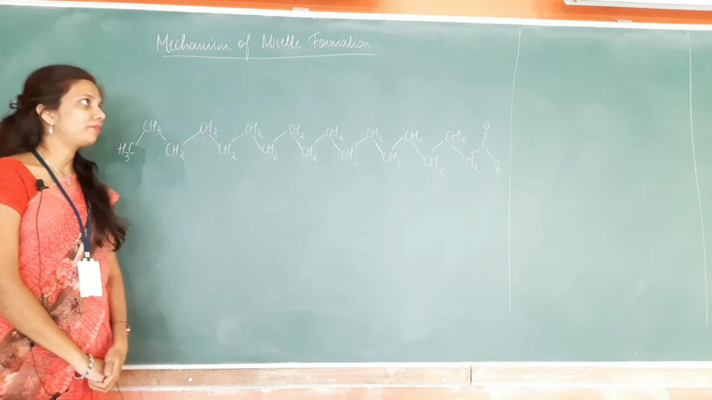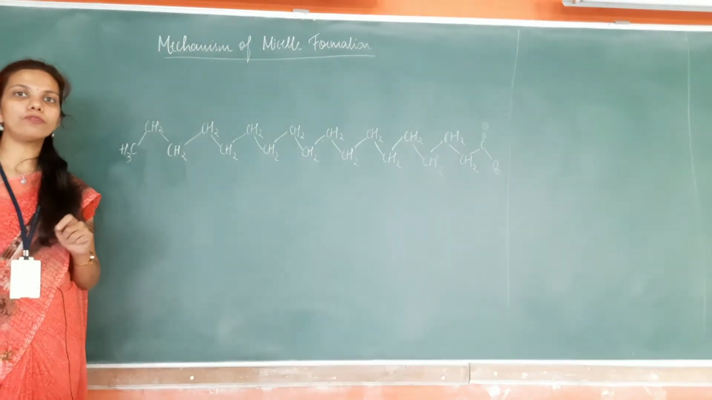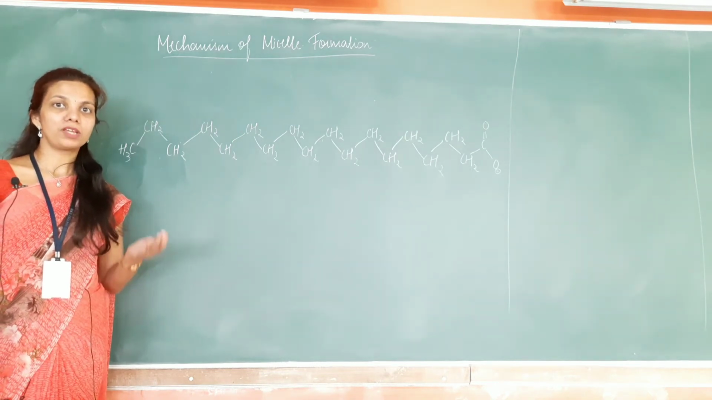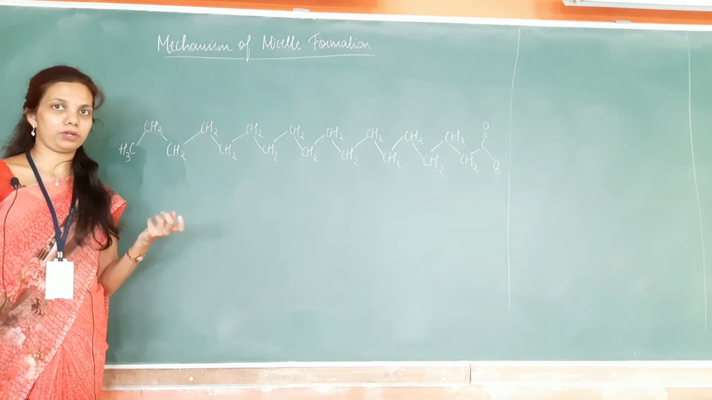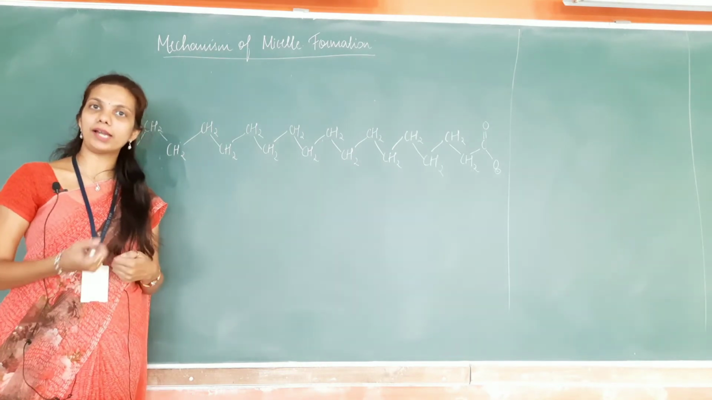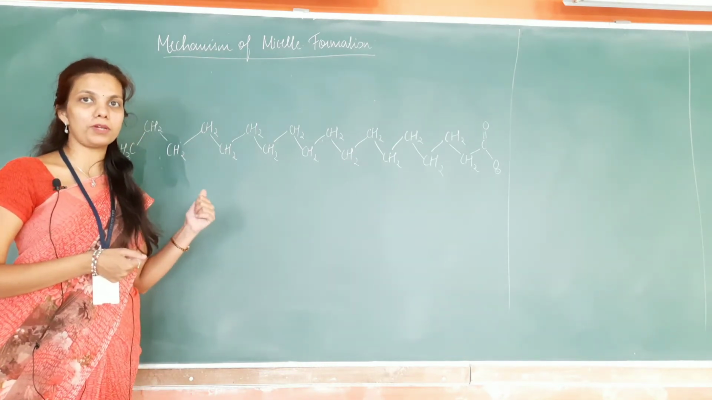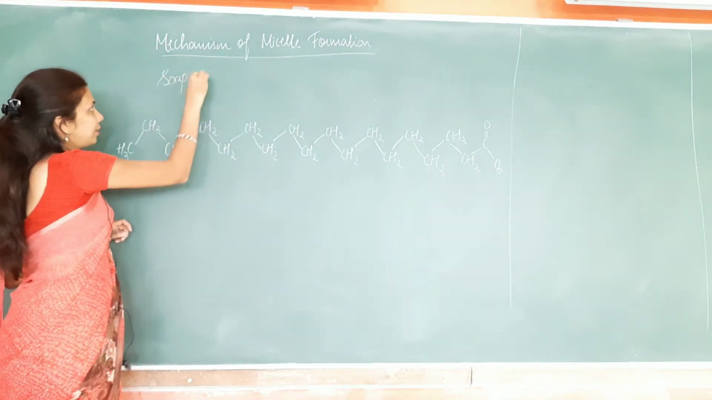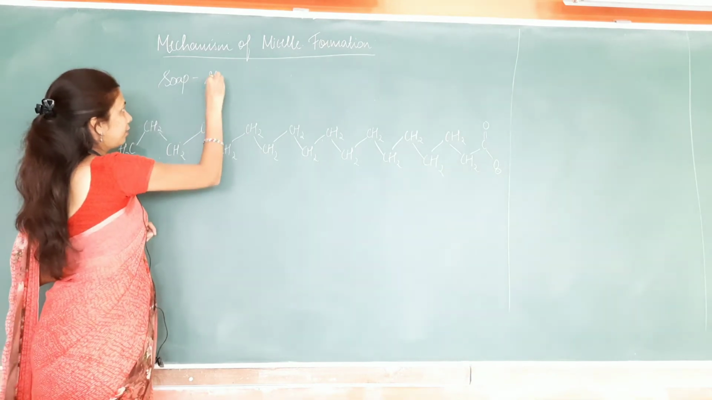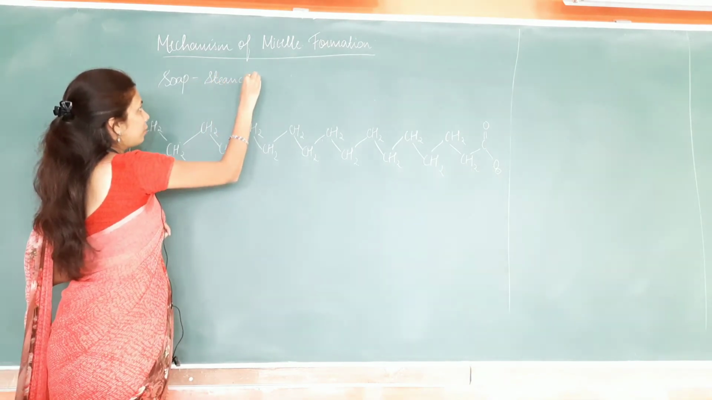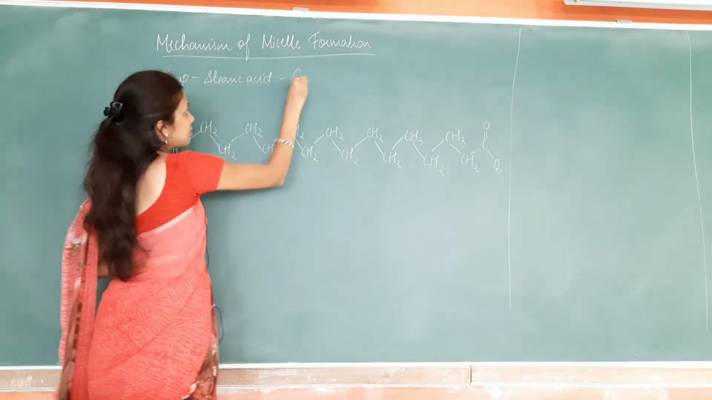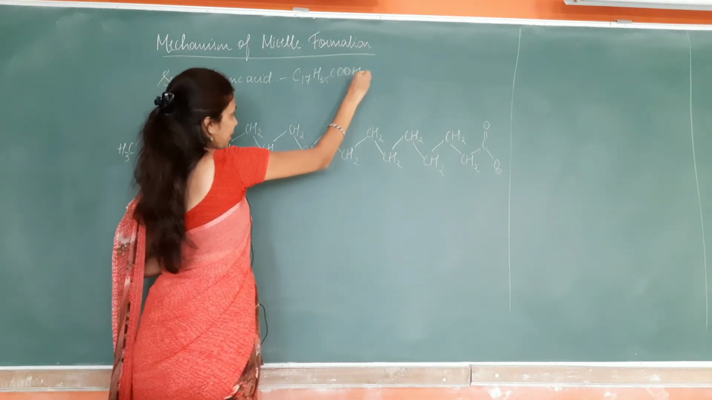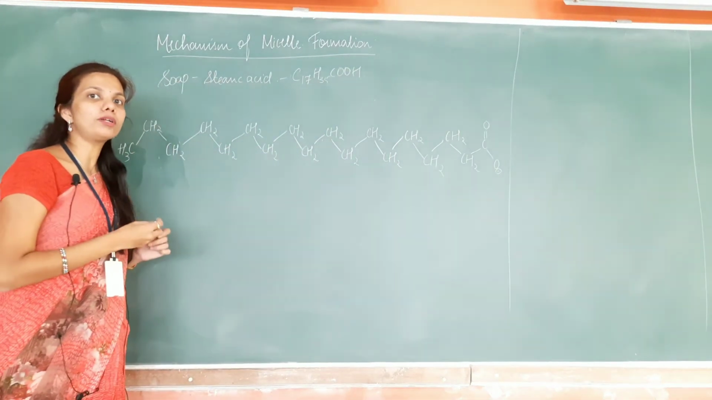The next concept that we are going to see is the mechanism of micelle formation. Now so far you have understood how micelles are formed. We will just check the mechanism for it. One good example that I can give you for micelle formation is soap. Soap is nothing but stearic acid. The formula for stearic acid is C17H35COOH.